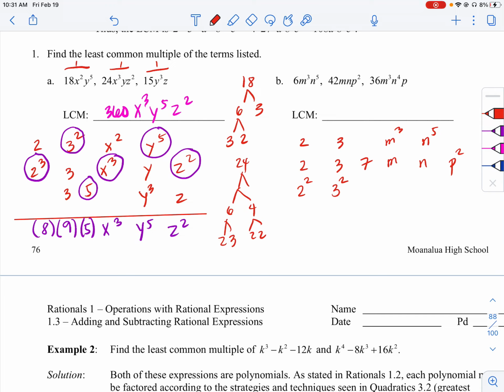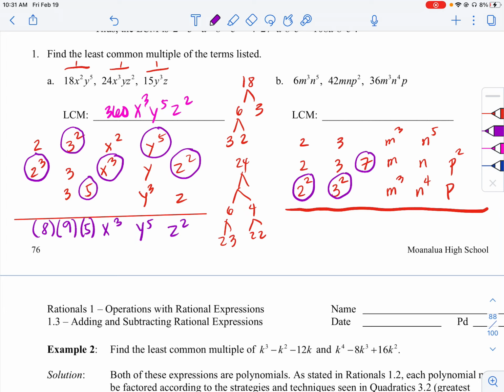So technically that means 4 times 9. And then I have m cubed, n to the power of 4, and 1p. Okay, let's circle the one who has the most. So we have 2 squared is the winner. We have 3 squared is the winner. Of course, 7 is alone on its own line. So 7 is the winner.